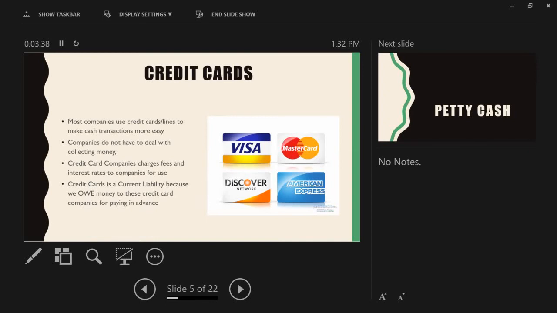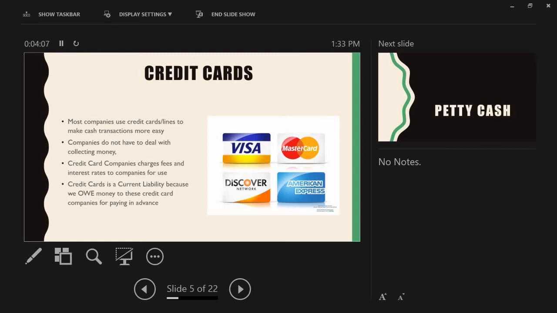Next thing is going to be credit cards. Yes, this is widely used nowadays, okay? Everything that we're going to be going for is going to be paperless, okay? Everything that we do nowadays is going to be electronic, all right? So this includes online payments, right? You pay with your credit card.